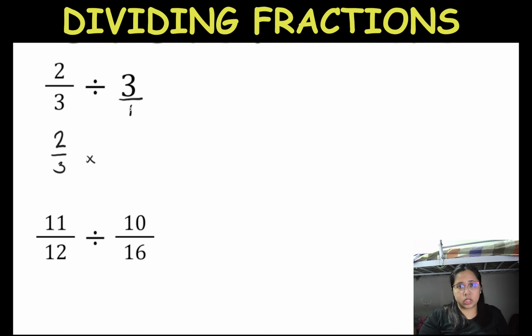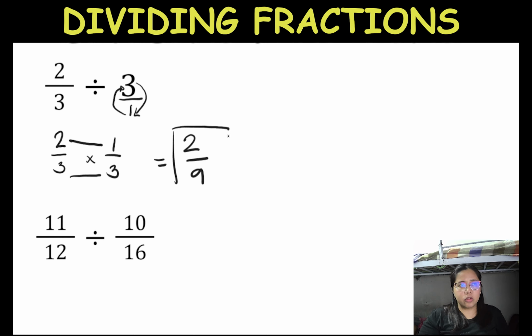Tapos kunin natin yung reciprocal ng divisor. So that will be, pagbabalik na rin lang natin yan. Okay, so that will give us 1/3. Okay, so multiplication process, numerator to numerator, denominator to denominator. So that will be 2/9. Okay, and this is our final answer since wala na tayong lowest form nito. Okay, so 2/3 divided by 3 is equivalent to 2/9.